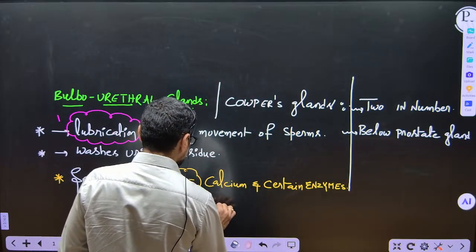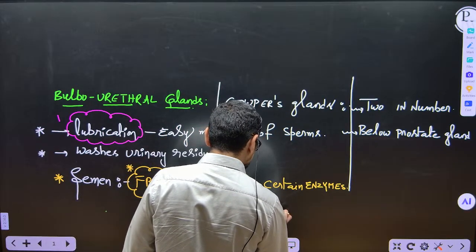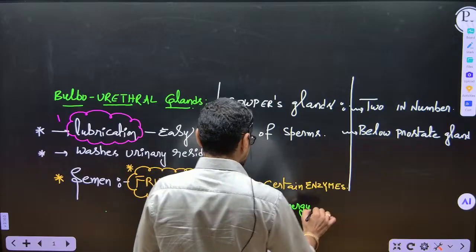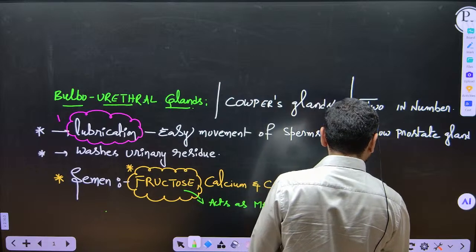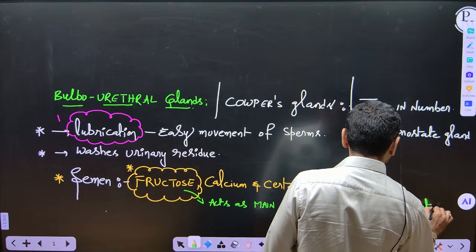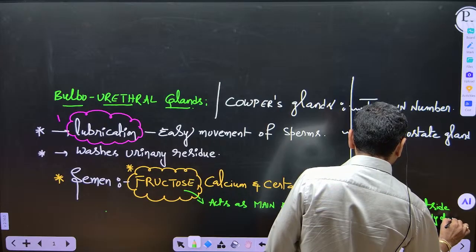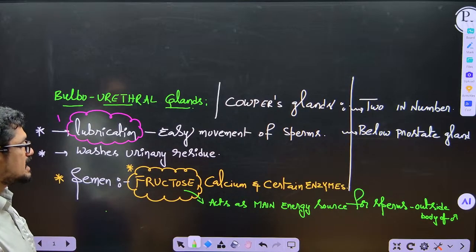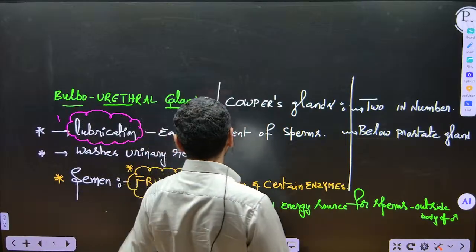Fructose acts as the main energy source for the sperm cell, for sperm outside the body of the male. So fructose acts as the main energy source for the sperm cells outside the body. Okay, and here I will add one important question.